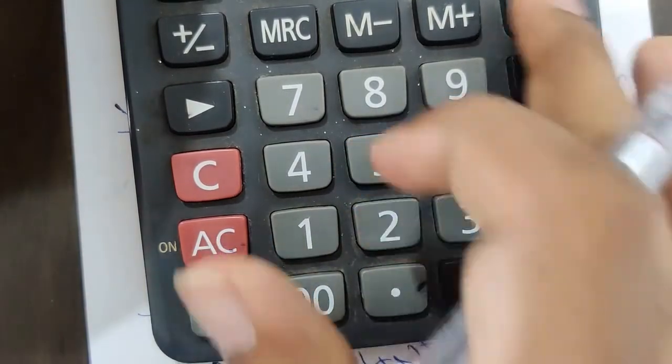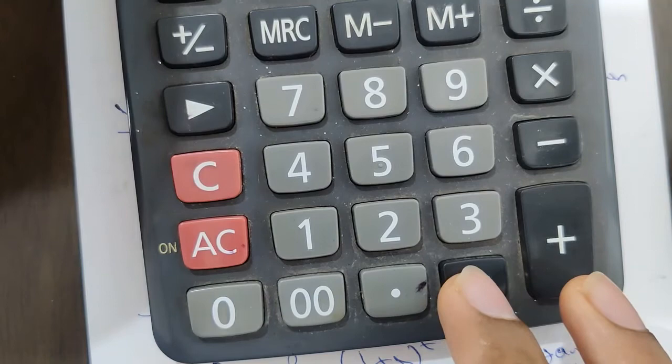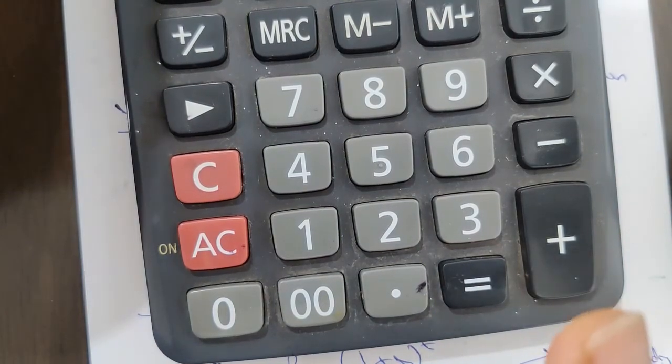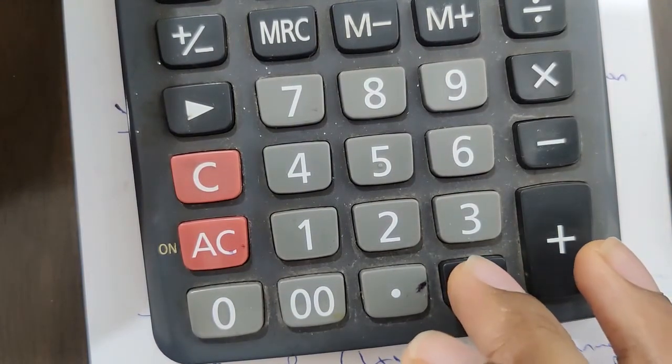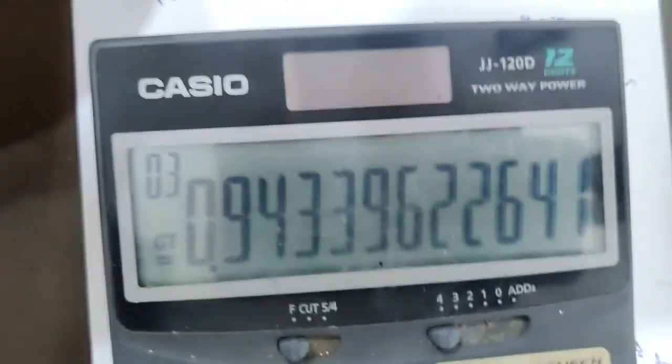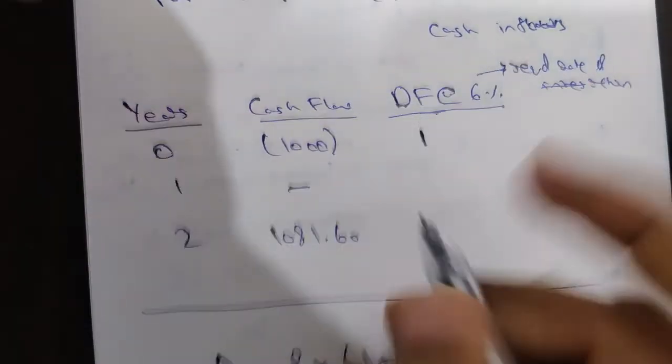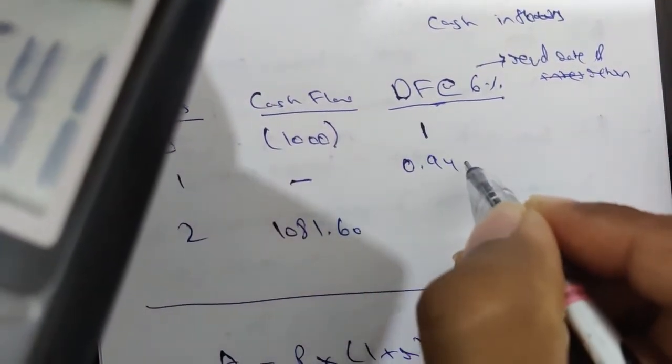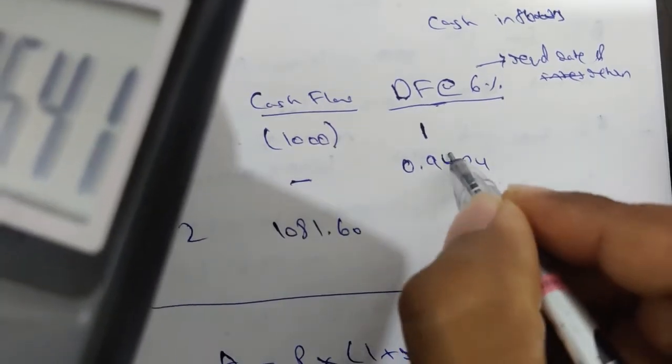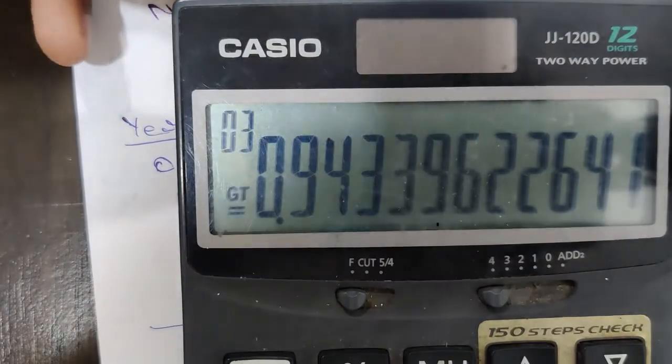1.06 divided, again the similar thing, this is 1. And so what is the discounting factor at the end of 1 year? 0.9434. So make it round, use at least 4 decimal places, so that rounding error does not give you a wrong answer.